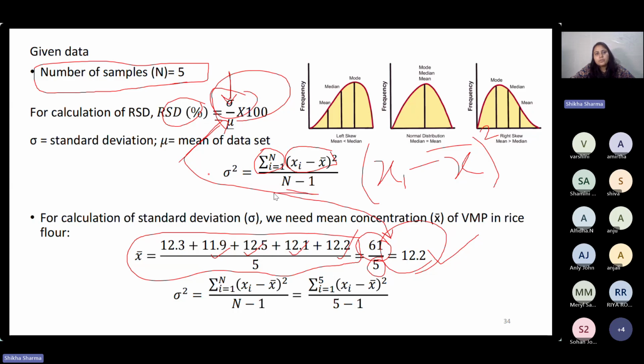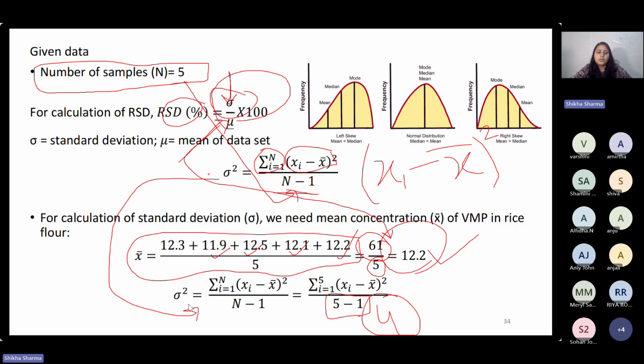Divide by n minus 1. So n is 5 minus 1. So this is standard deviation square. So standard deviation square is equal to, here we are putting n equals to 5 in the denominator. So 5 minus 1 equals 4.